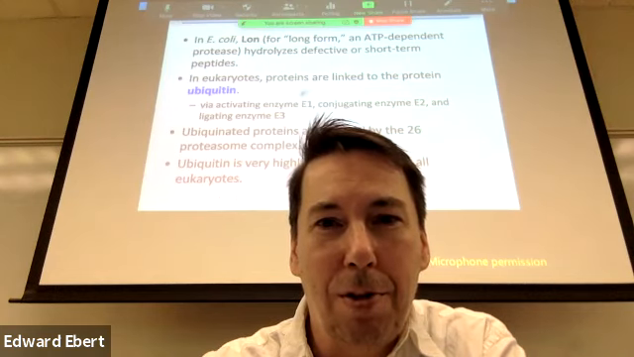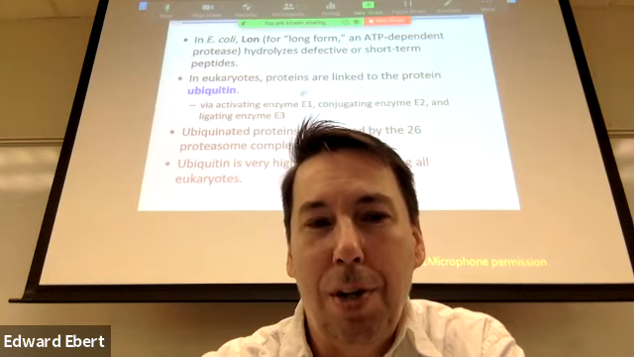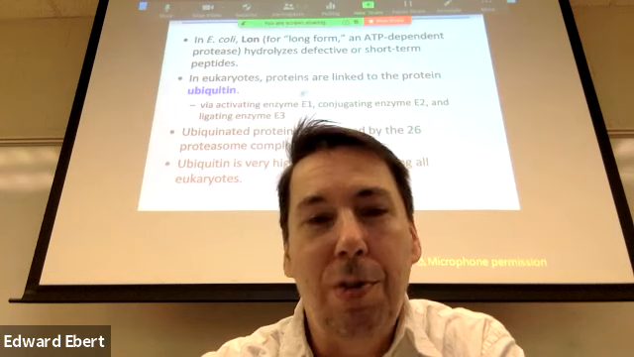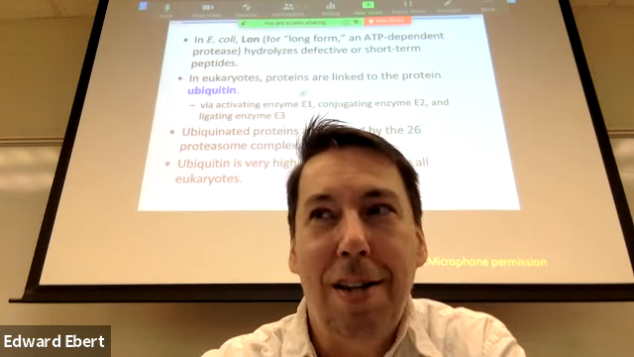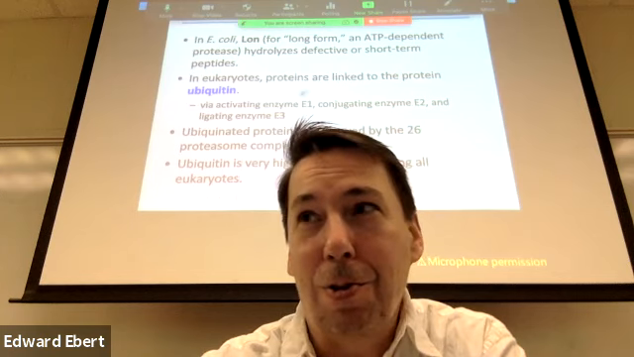Our mechanism here is typically ubiquitination. We attach this ubiquitin molecule, so named because it's present everywhere. So ubiquitinated proteins indicate this is a target for destruction.